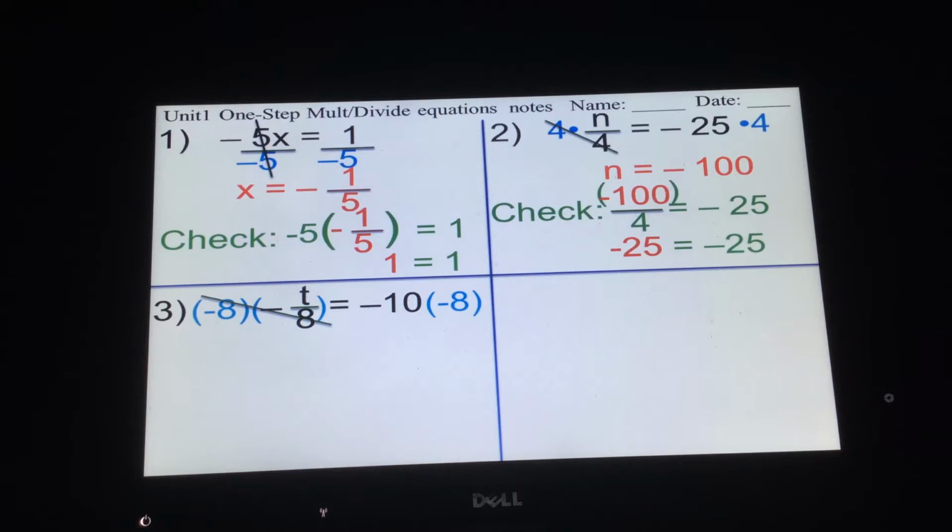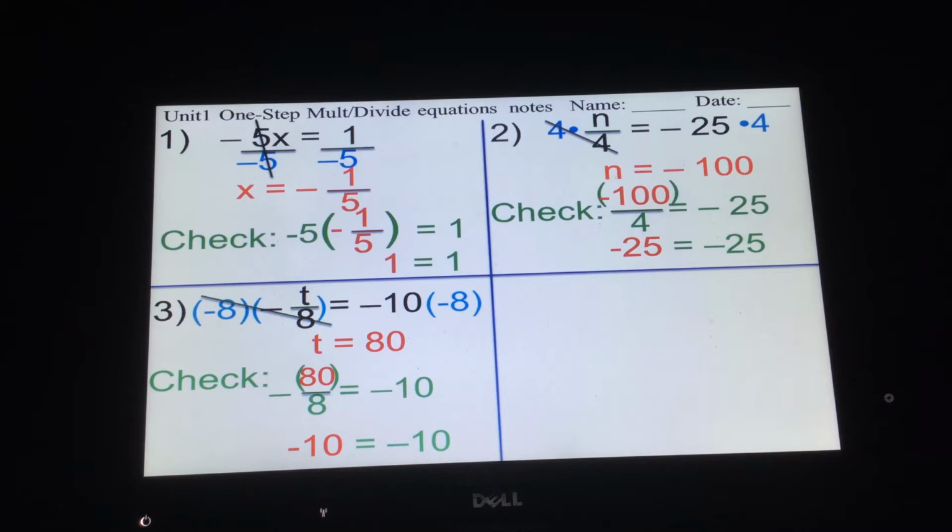The right side, we have negative 10 times negative 8, which is going to get you a positive 80. So our answer is t equals 80. Now let's check to make sure that this is correct. The original was negative t over 8, so we put negative parentheses over 8 equals negative 10. Let's put the 80 in there. 80 divided by 8 is 10, and we just bring down the negative. So negative 10 equals negative 10. That is true. Therefore, the answer is 80.